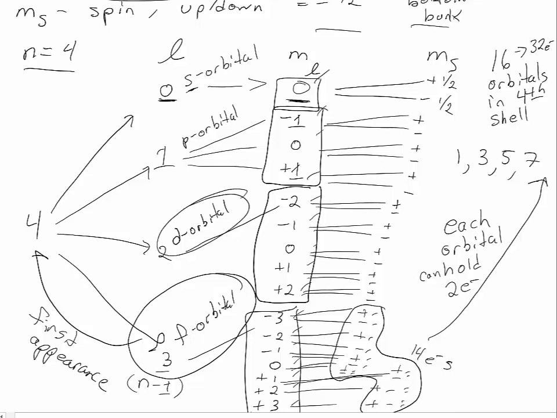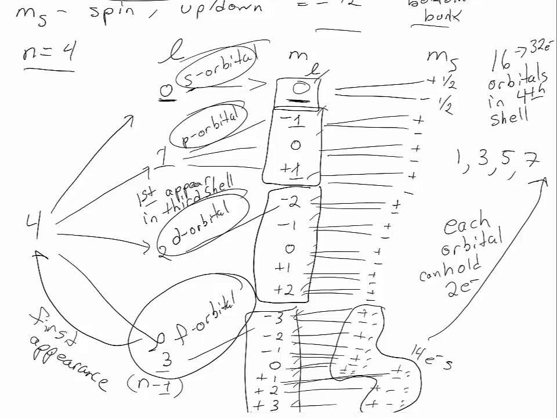D orbitals have their first appearance in the third shell. And we've already gone over p's and s's. P's first appear in the second shell. S orbitals are there in the first shell and every single shell after that. That's also important to realize for all these other orbitals: once they appear, if you go to a higher shell, then those orbitals could possibly be there.